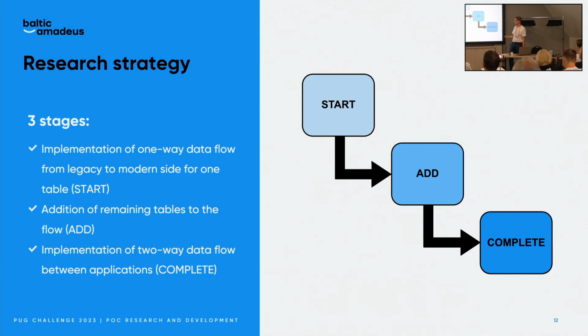And then the last stage is the complete stage, and it is the implementation of a two-way data flow between applications, since this is a gradual, incremental modernization. So you might be working on the modernized side on some functionality which is still working fine on the legacy side. You would want to be able to synchronize the data between the 2 sides, so you avoid any data conflicts.